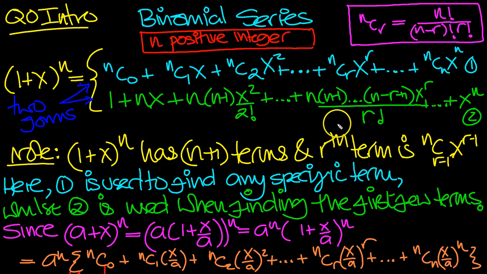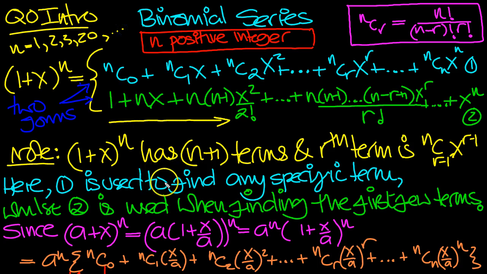Generally speaking, if we want to find a specific term, so we want the 20th term or the 15th term, then we would use this form here in 1, because it's easy to read off. But if we're looking just for the first few terms in an expansion of a binomial series, then generally this is the form we prefer to write most times. We'd write it like this. So n is a positive integer, so n could be 1, 2, 3, 20, and so on. Any positive integer you like.